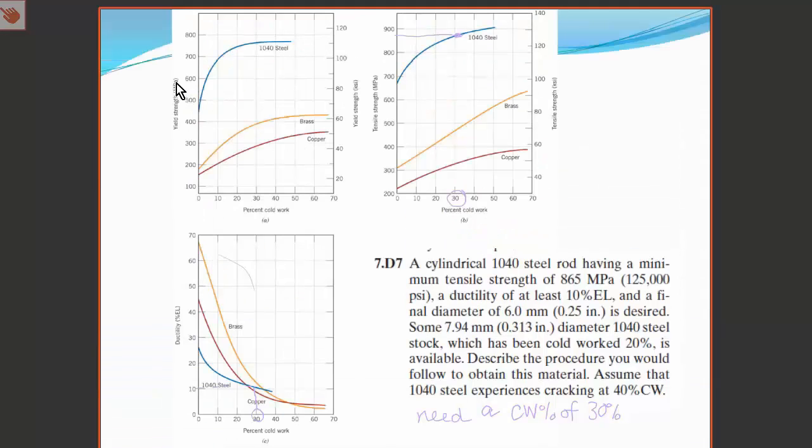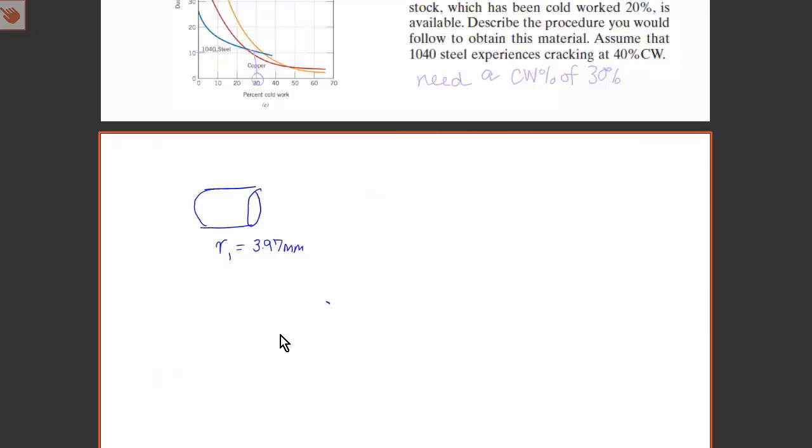So the first thing we're going to do is the radius of the material in the provided form is 3.97 millimeters. Do I say 8 point? Because yes, it's 7.94 millimeters diameter. That's the supplied state. So I'll call this R sub S.